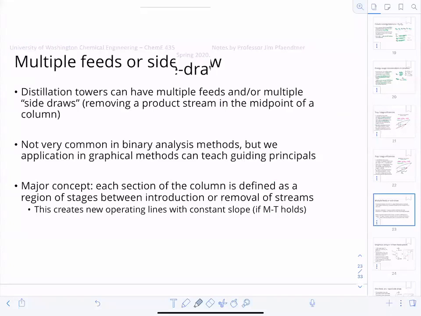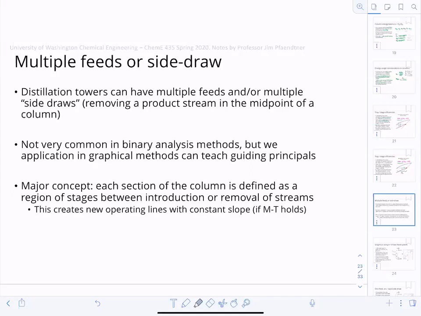The last thing we'll talk about in our graphical analysis, and this will conclude all graphical analysis of distillation columns, is multiple feeds and side draws. And there are a couple of things that are really important to capture here. So, big picture, distillation towers very frequently have multiple feeds and/or multiple side draws. So you're removing a product stream at a middle point of a column. In binary distillation, we don't often do this. There's not a lot of reason to do it. It's not impossible, but it's not nearly as common.